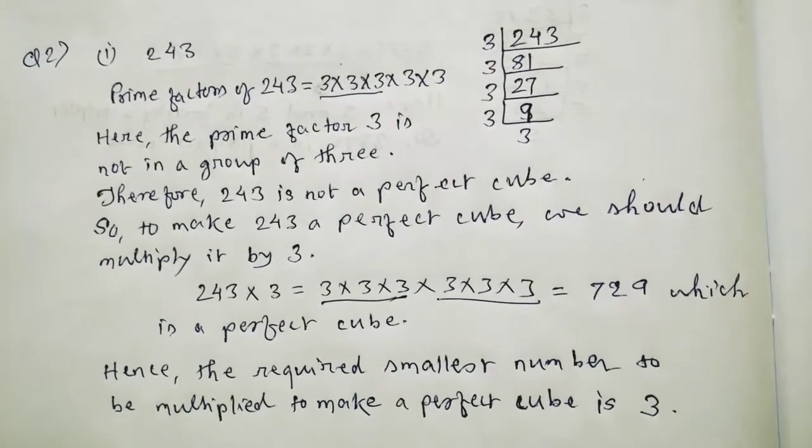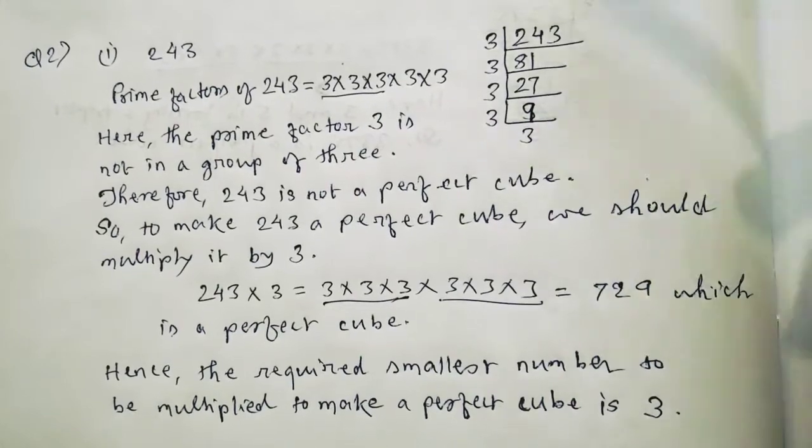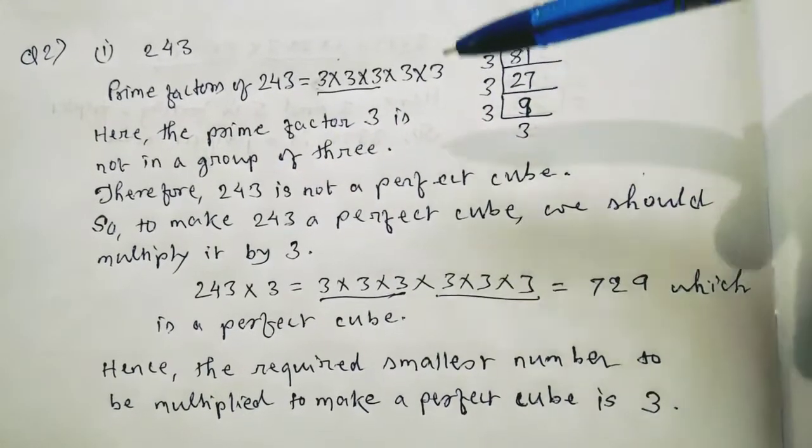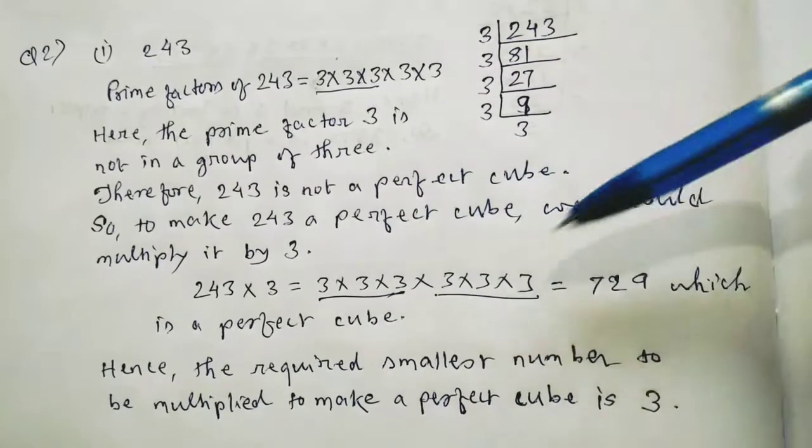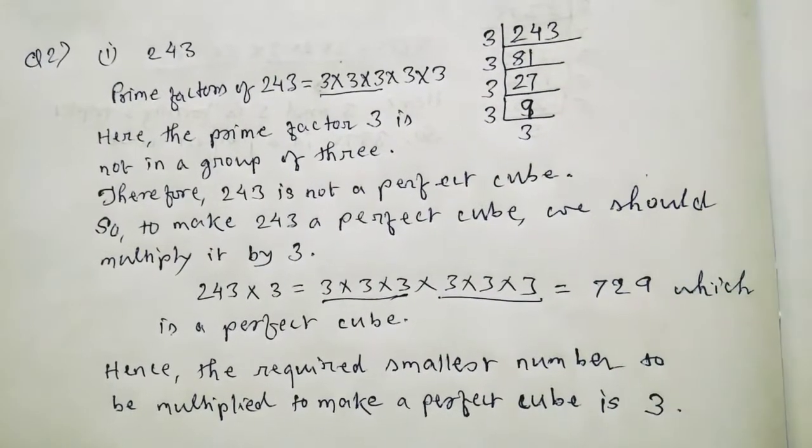I hope you have understood this nicely. You have to find out the smallest number by which, if you multiply, the number becomes a perfect cube. So the smallest number is 3.